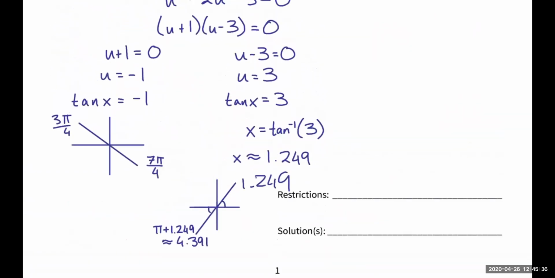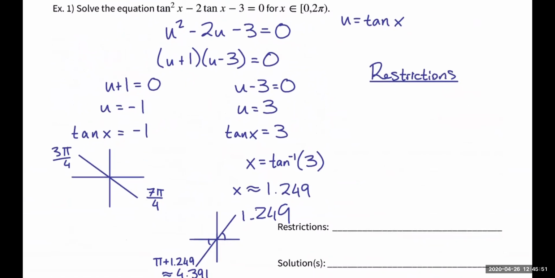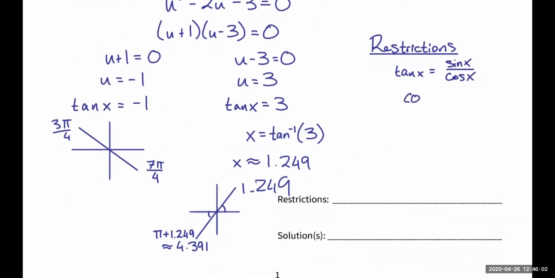All right. And then we just need to make sure that we're checking our restrictions here. So for our restrictions, because tangent is discontinuous, because it is undefined in certain spots, we need to check our restrictions. To do that, we're going to recall that tangent of x is equal to sine of x over cosine of x. So as a result, cosine of x cannot equal 0.